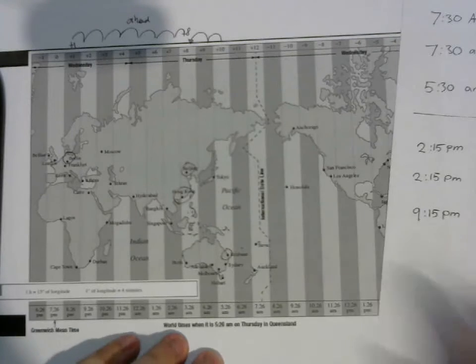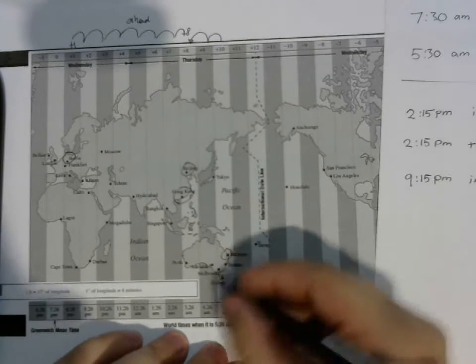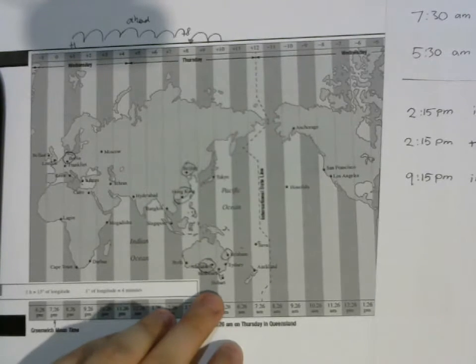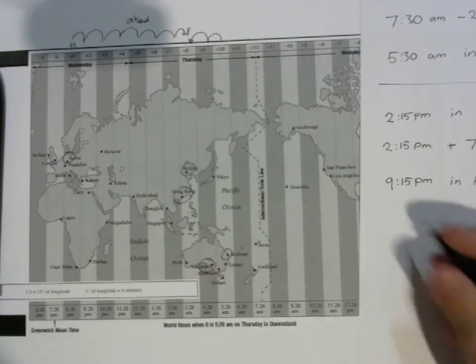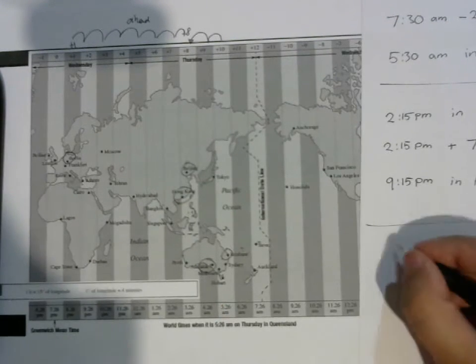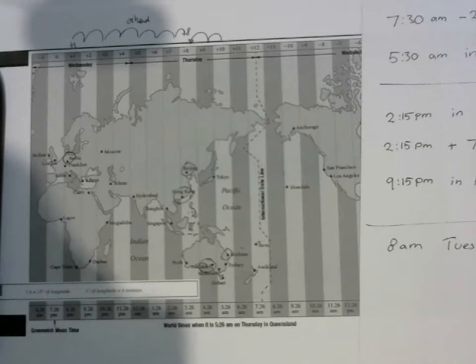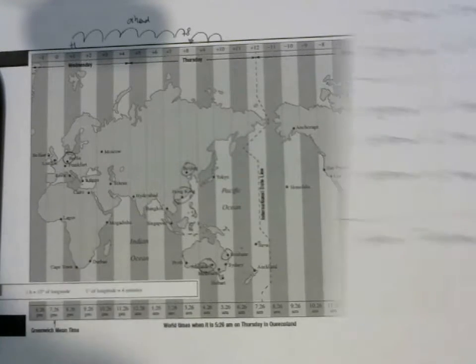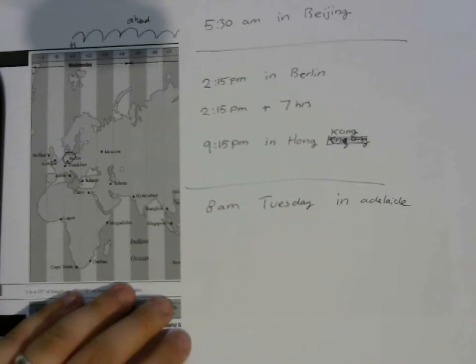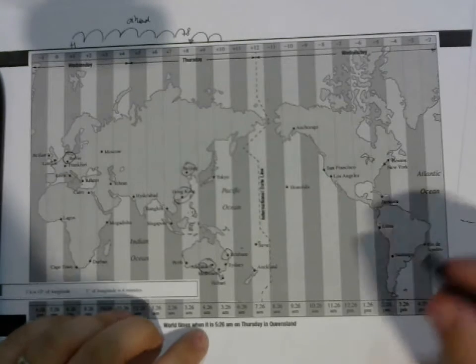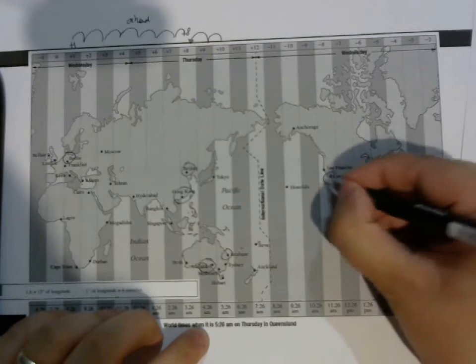What if we're on the complete other side of the world? Let's go with Adelaide, down the bottom here. And in Adelaide, it is currently 8 a.m. Tuesday in Adelaide. You can actually read that. There we go. And we want to find what time it is in Los Angeles.